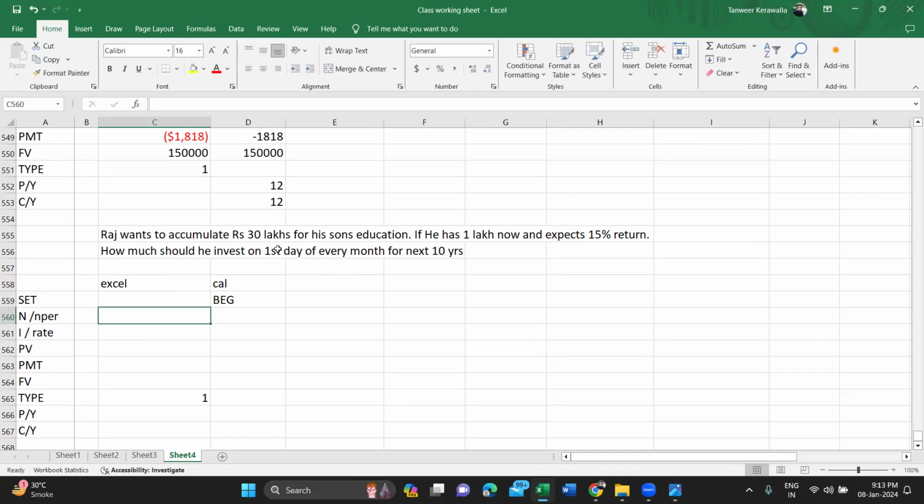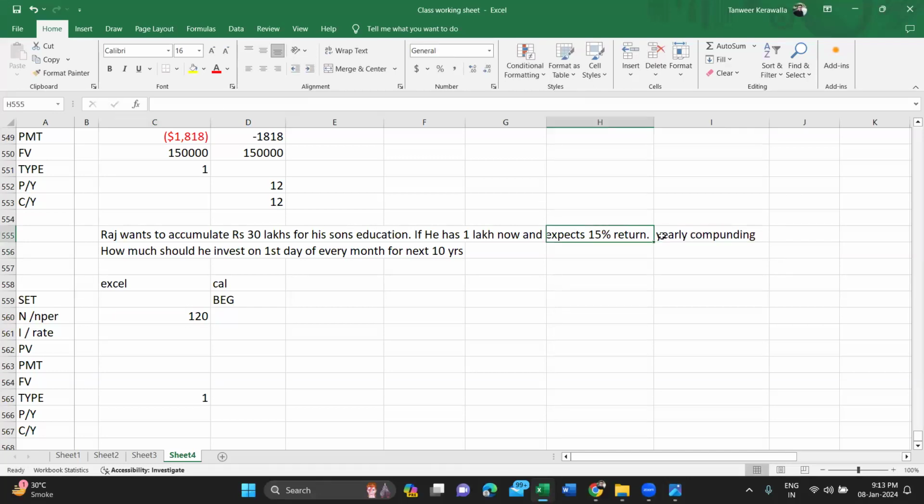So NPER for this is how many years? Now he wants to invest every month, so 10 years will be converted into months. So 120 months, right? 120 months is your first thing. Then rate, how much is rate? 15% is given only. So we have to assume what? Yearly compound. Nothing is given, so yearly compound.